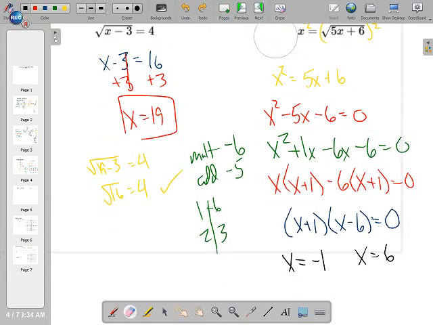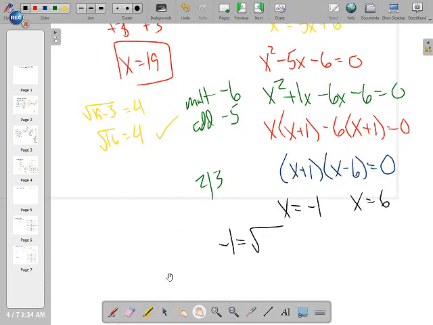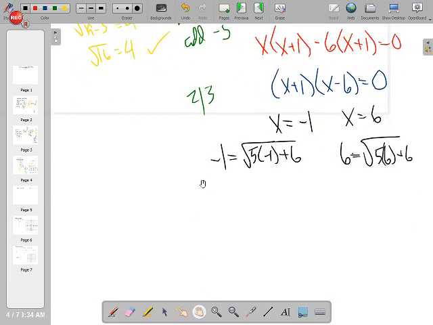So I'm going to go back up to the original equation, and I'm going to try negative 1. I'm going to plug that in and say, does negative 1 equal the square root of 5 times negative 1 plus 6? And does 6 equal the square root of 5 times 6 plus 6? We have to check both answers. So let's see, negative 1 equals 5 times negative 1, which is negative 5.